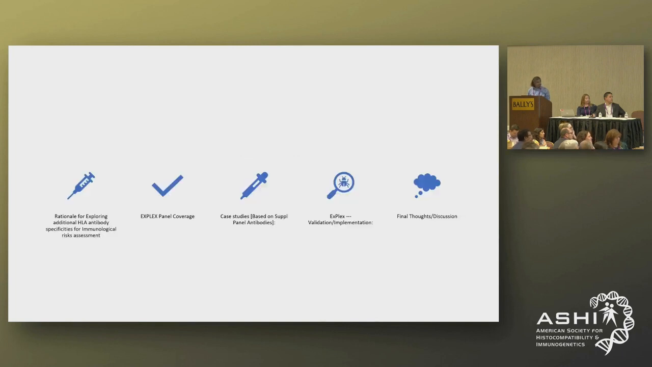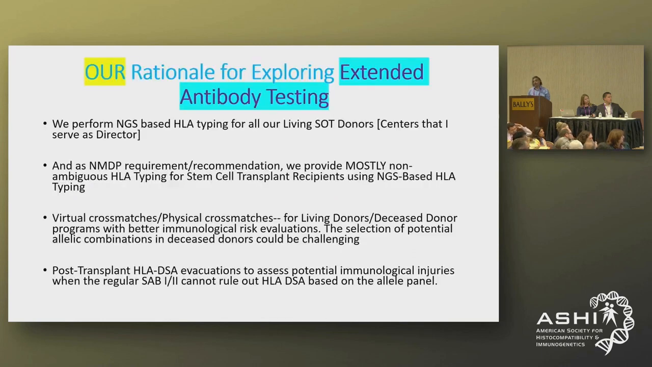Anyway, the objectives are listed there. This is in terms of what we can do with the technology and the tools available from One Lambda, and how we can utilize that for a better informed virtual cross-match. This is our lab's rationale for doing the extended panel or the supplemental panel, and then thinking of implementing XPlex.